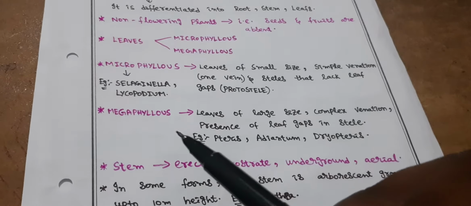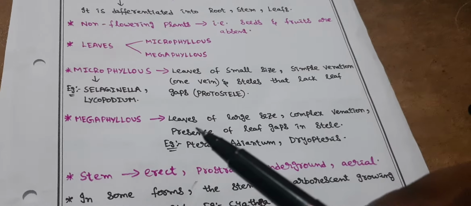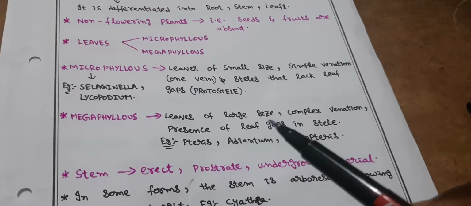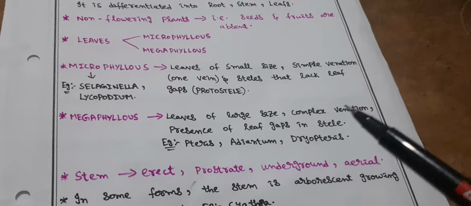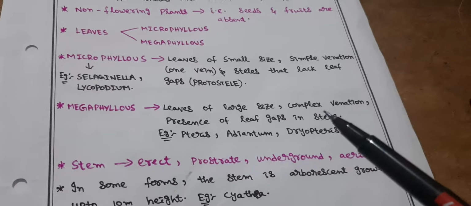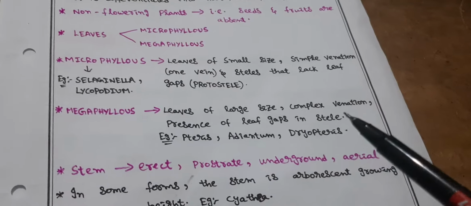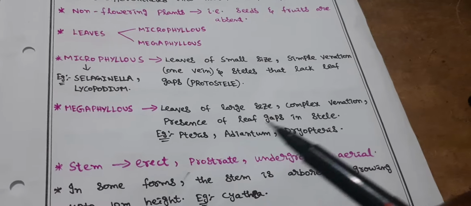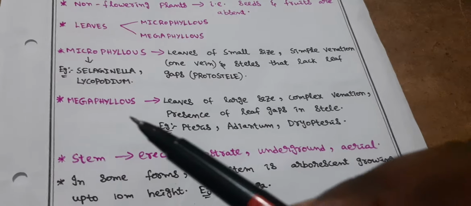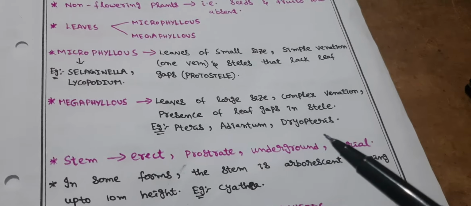Next, megaphyllous leaves. Mega, the name itself denotes leaves of large size. And complex venation. Complex venation means many veins are present. That means branching of veins is seen. And presence of leaf gaps in stele. In stele, we can see leaf gaps. Examples of megaphyllous leaves are Pteris, Adiantum and Dryopteris.